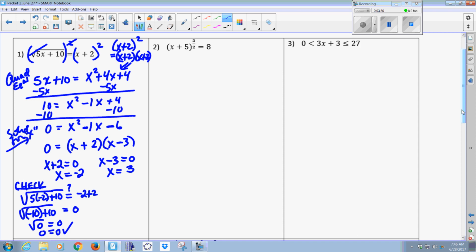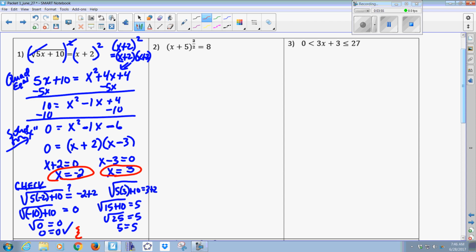Now let's check the other solution. The square root of 5 times 3 plus 10, does that equal 3 plus 2? Square root of 15 plus 10, does that equal 5? The positive square root of 25 is 5. So they both check. You could circle both answers. As you know, your book asks you for the solution set, so you use your curly braces and put negative 2, comma, 3. Those are your two solutions.